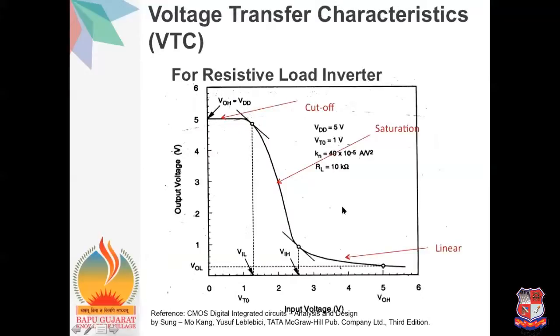Now the voltage transfer characteristics for the resistive load inverter. This figure shows the three operating modes. Cutoff mode, during the cutoff mode, is from 0 up to the voltage VIL. VIL is the critical voltage point where the slope dVout by dVin is equal to -1.